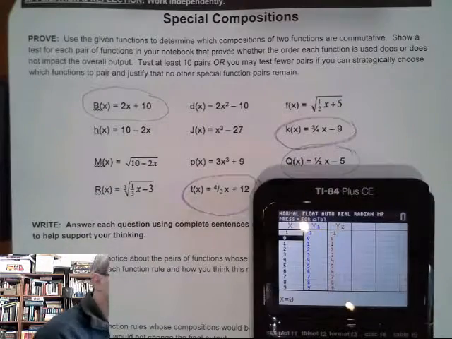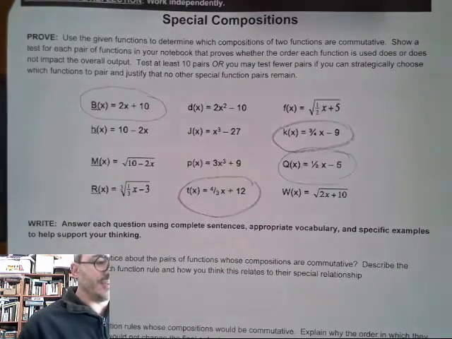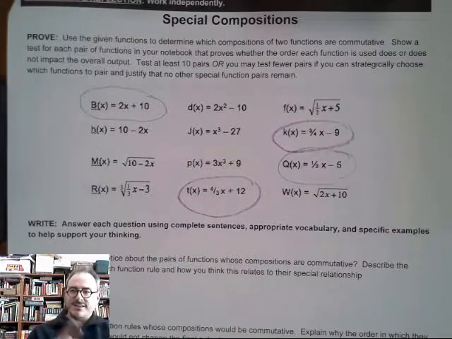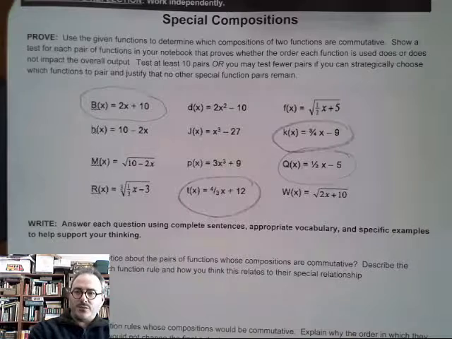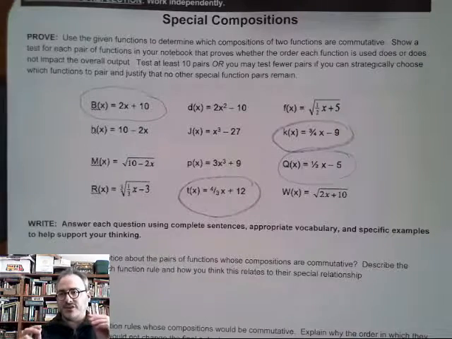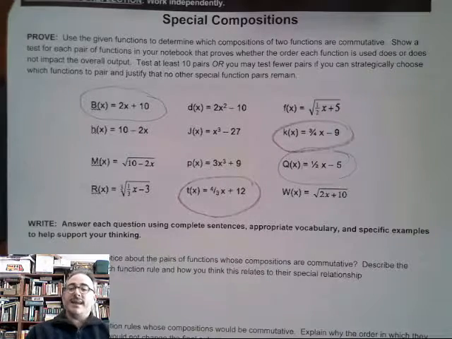And I go to my table, and look what I have here. Now again, it doesn't always work for negatives, but my y1 values and my y2 values are always the same. I can put the same number in these two functions. I can switch the two functions around, and I can get the same answer. That's how we can test whether the composition of two functions is commutative.